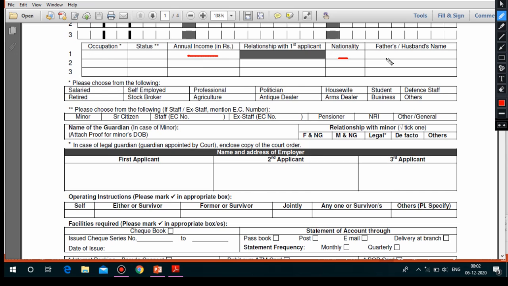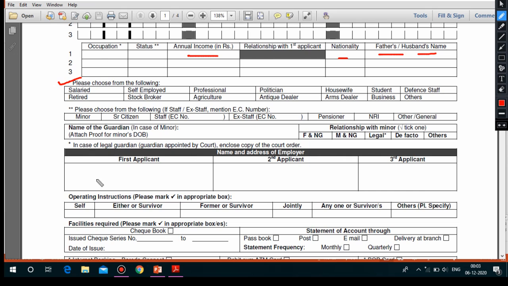If you are a student and unmarried, then you have to write your father's name. If you are married, then write the husband's name. And whatever annual income you have, you have to mention here. Then choose the following: are you a salaried person, self-employed, professional, politician, housewife, student, defense staff, whatever your profession is, you have to tick mark here.